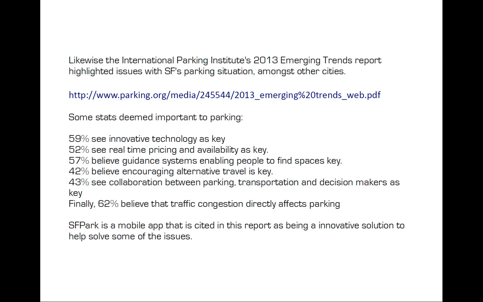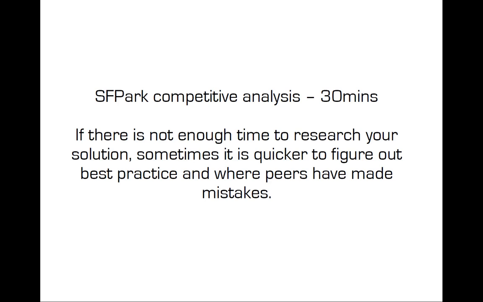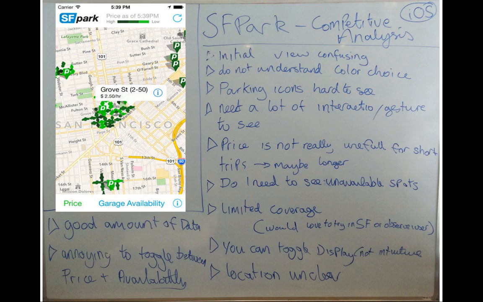I also looked at the International Parking Institute's Emerging Trends report. There are a couple of good statistics there. And finally, I came across through that report an app called SF Park. At this stage, I decided to do a competitive analysis with SF Park, because it's good to get a benchmark on what the standard is and also what the user sentiment is. So I had a quick look at it.